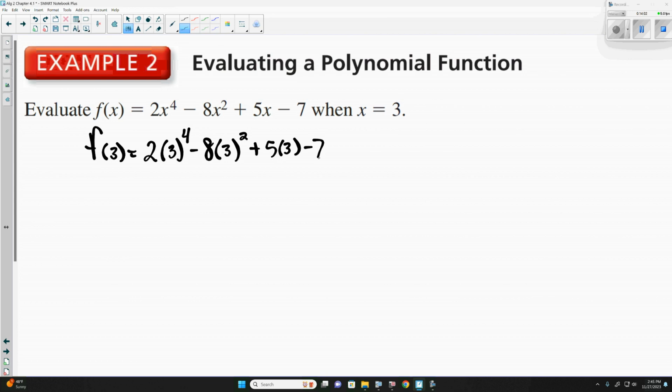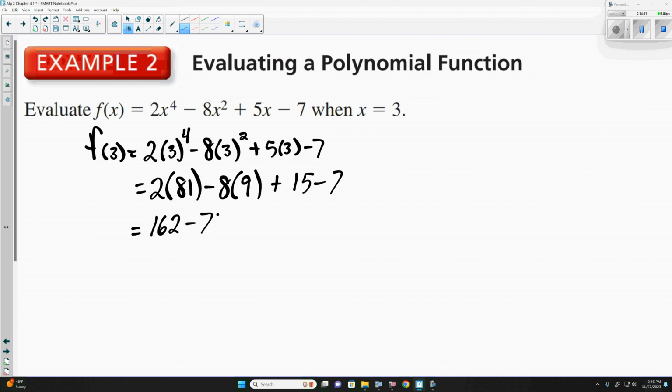And at this point here, we can type the whole thing into the calculator. Well, we could type it into the calculator or do this by hand. Either one will work. 3 to the fourth is 81. 3 squared is 9. Now our 2 times 81 would be 162. 8 times 9 is 72.